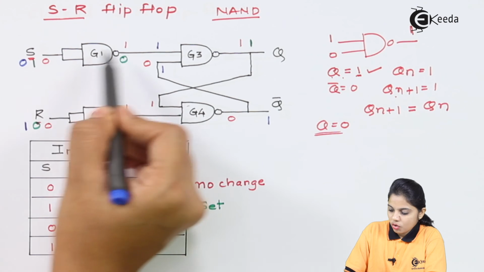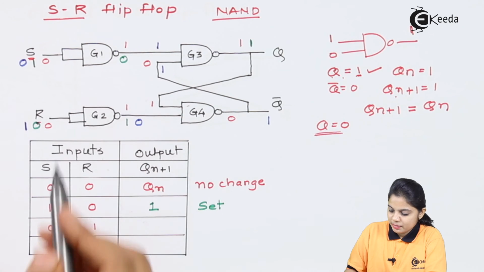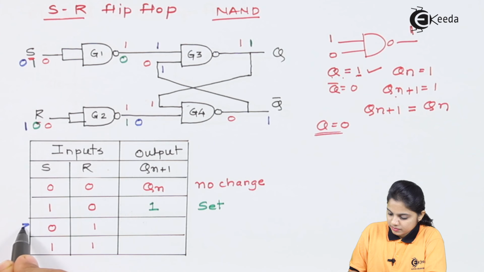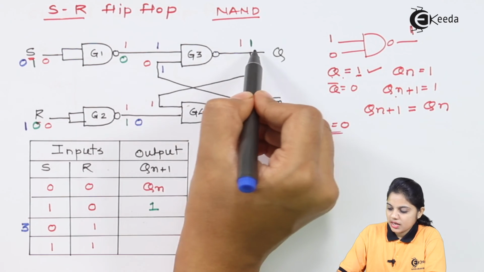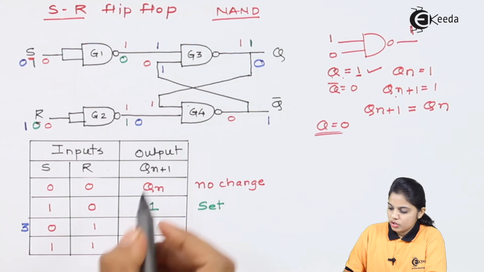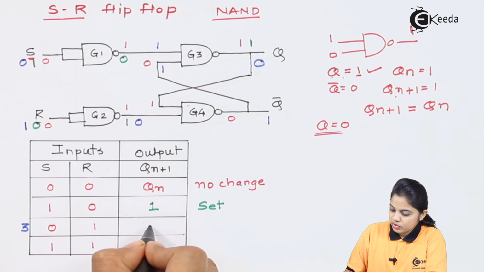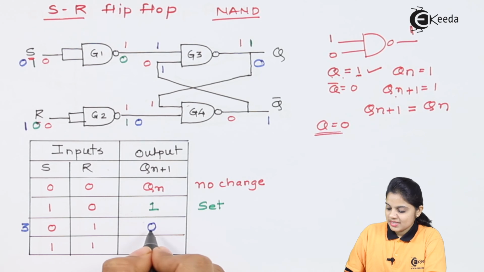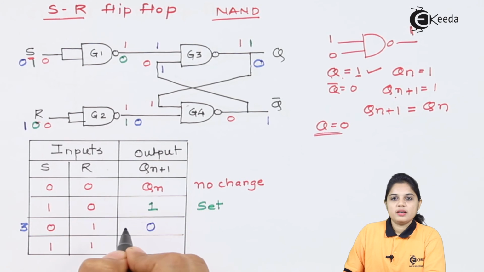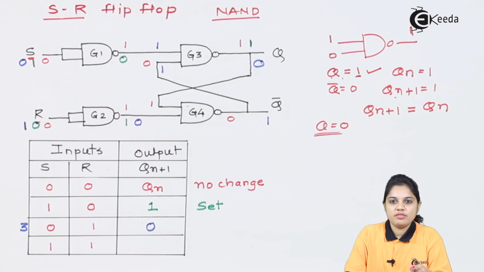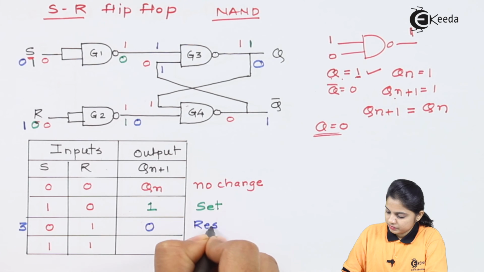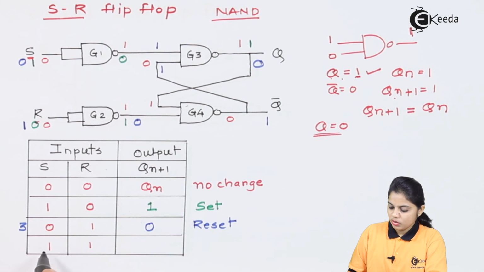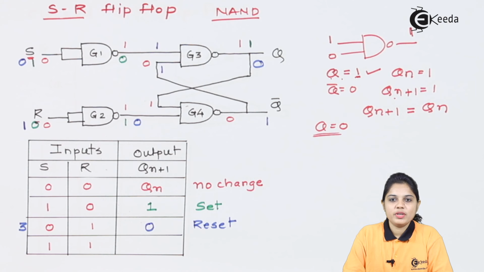Let's concentrate on the blue ink, which represents this third case. If both inputs are 1, then output Q will be 0. So here what you are getting as output is equal to 0. Since it is 0, that means your flip-flop is in a reset condition. If it is holding 0 as output, then it is called a reset condition. So this is reset.